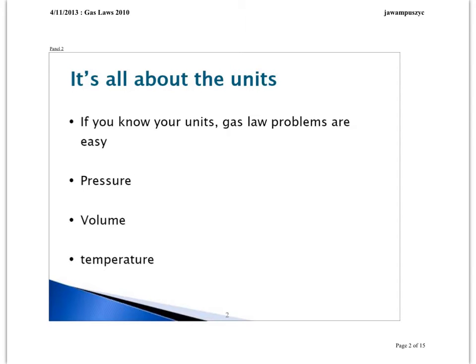and temperature. For our purposes, pressure will typically be in units of atmospheres or pounds per square inch, or millimeters of mercury, which is the same thing as torr, and there are a couple of other oddball units, but those are the big ones. Volume, if you remember, can be measured in liters or milliliters, which for our purposes will be the same thing as cubic centimeters, and so on. And finally, the trickiest one is temperature.